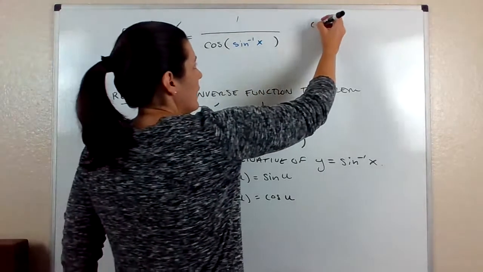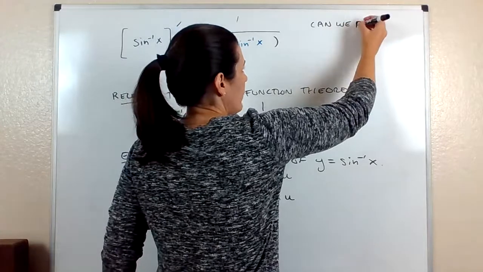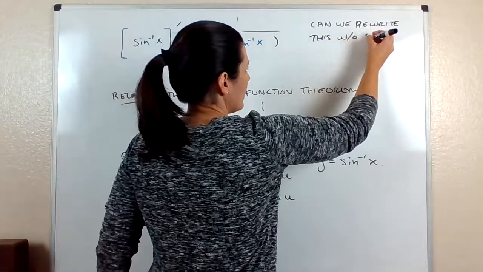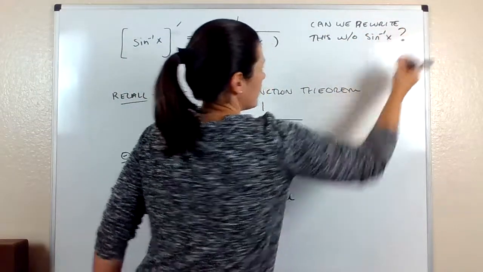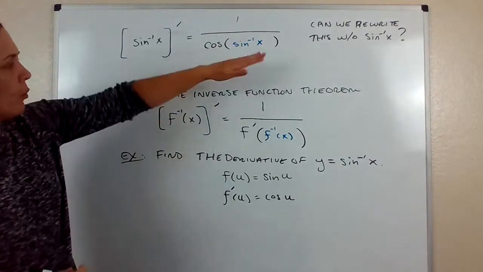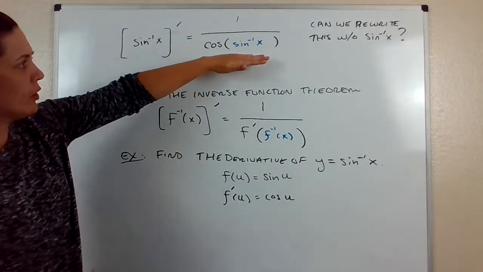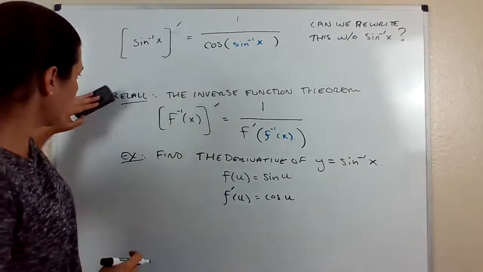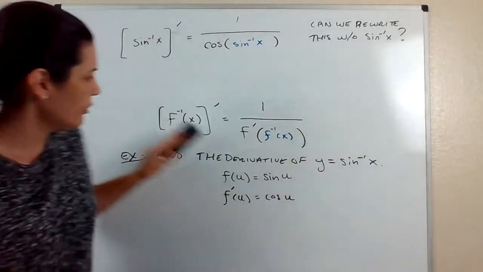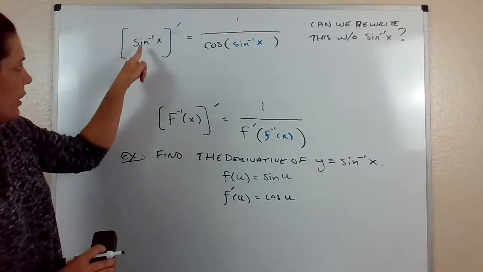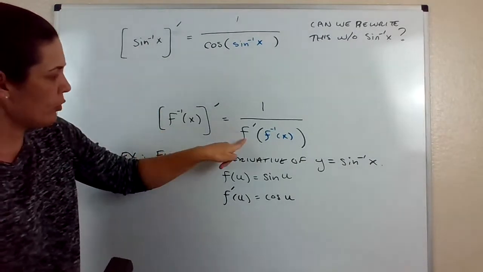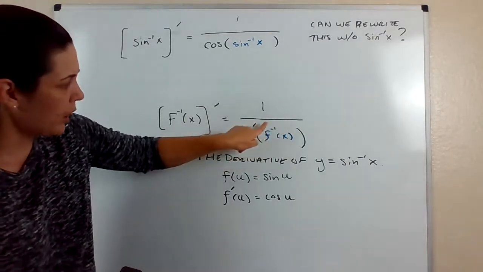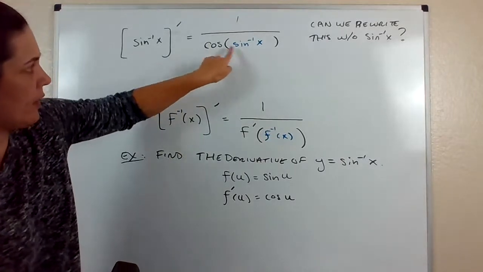So I'm going to say it like this. Can we rewrite this without sine inverse? Okay. So I want to rewrite this so that I don't have sine inverse in my answer. And for this part, we're just going to use a little bit of trig identities that we know. Okay, so we used our inverse function theorem. We wanted the derivative of an inverse function. It required that we found the original function and its derivative. And then when we found that, we have to plug in our inverse function into that function.